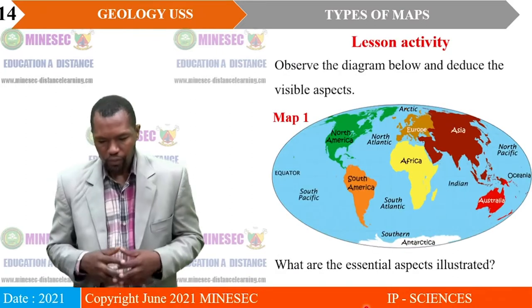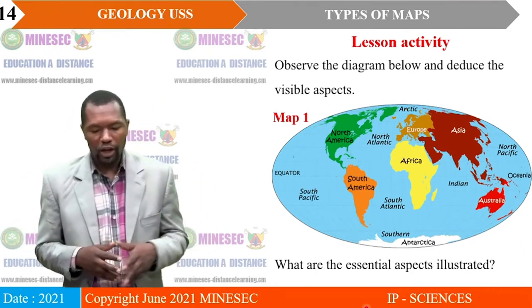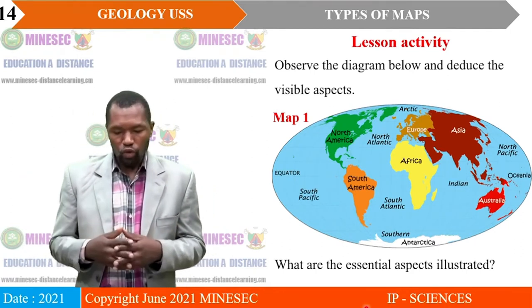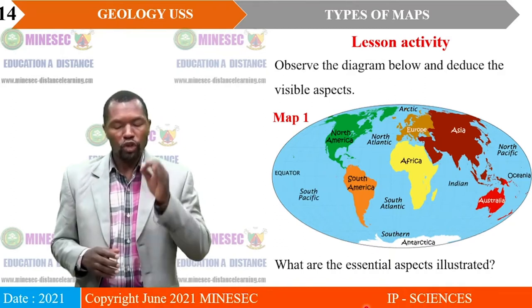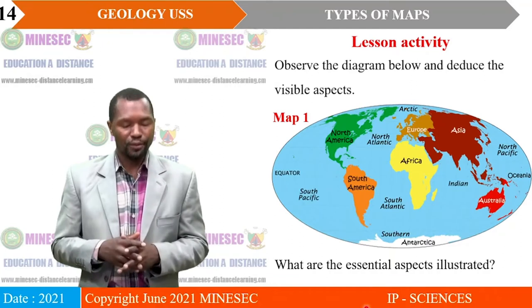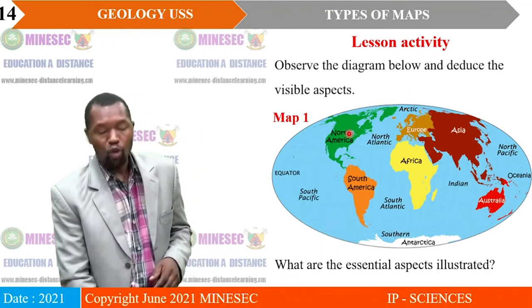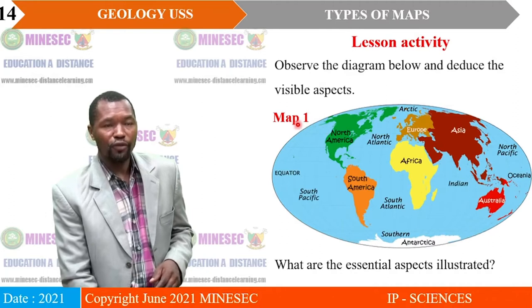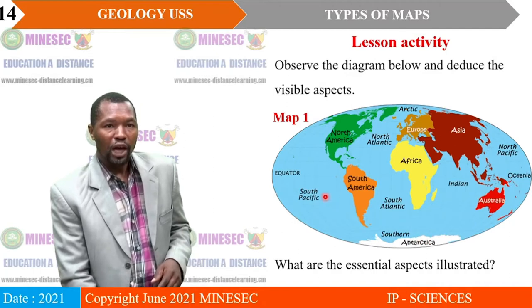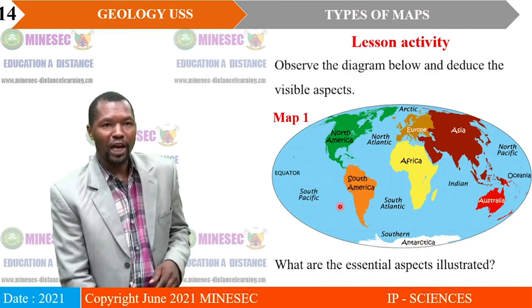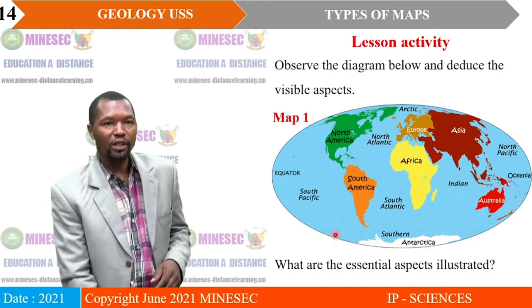Now, observe the diagram below, which is a map, and deduce the physical aspects. Now look at the map. It's map one. And on map one, we have the different continents of the world in different colors. And then we have the blue color representing the different water bodies. So the different continents represent the different land masses, and the blue color represents the different water bodies.